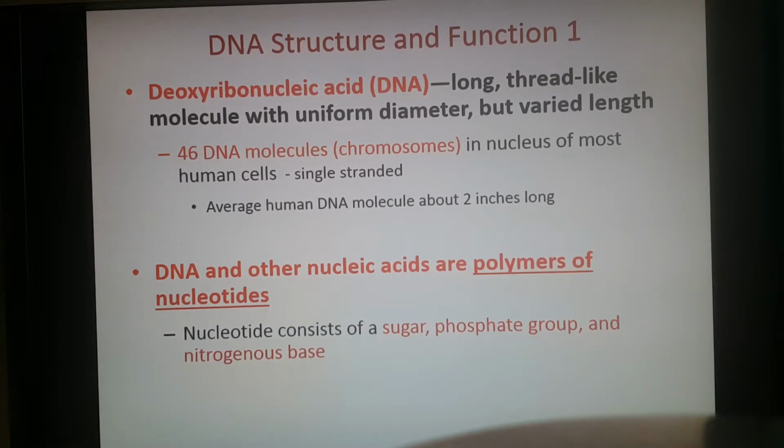Your DNA, as well as your other nucleic acids, are polymers of nucleotides. So the nucleotides are our monomer building blocks to create our genetic material. So each nucleotide consists of a sugar, a phosphate group, and a nitrogenous base. So the sugar and phosphate group is what's common across nucleotides for either DNA or RNA, and then the nitrogenous base is what differs between the four of them, excuse me.